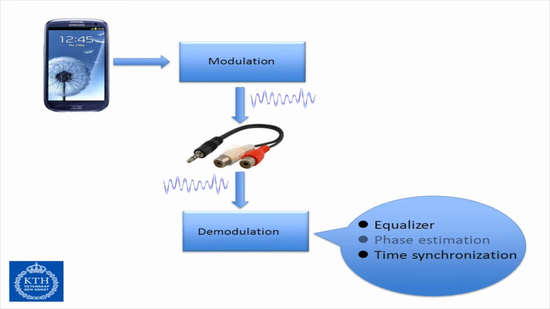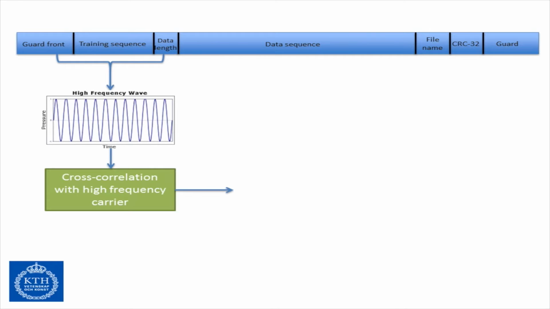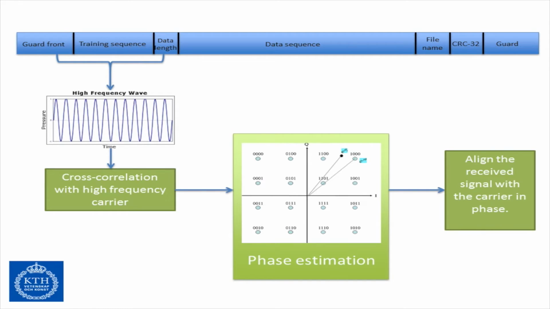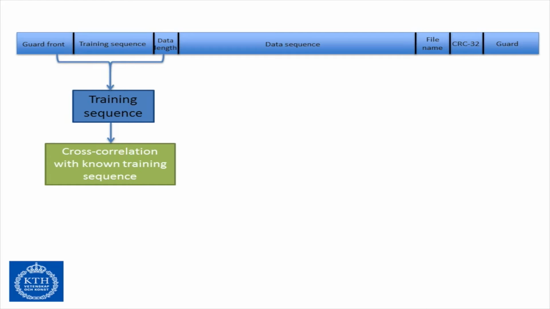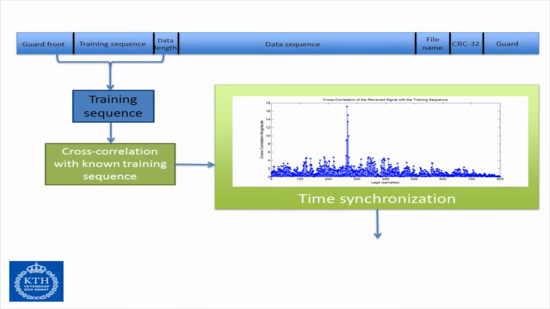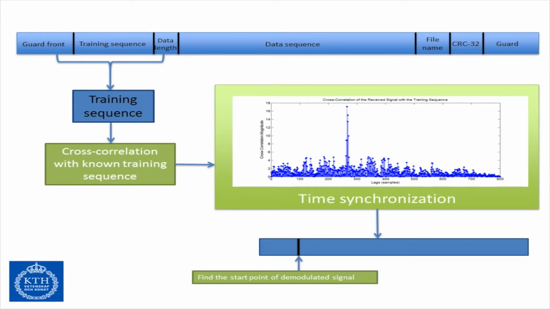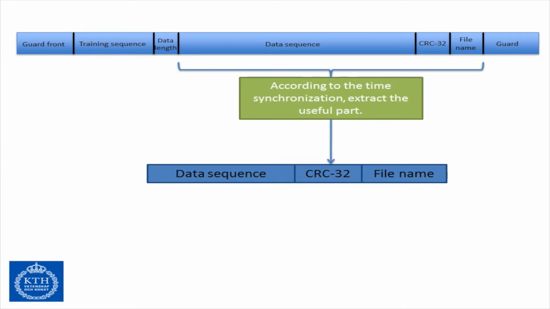In phase estimation, we take a portion of the received signal, which is around the training segment, to do cross-correlation with the carrier. This step is to make sure that the received signal is aligned with the carrier in phase. Next, we demodulate the received signal. In time synchronization, the demodulated signal does cross-correlation with the training sequence, and the peak value of the cross-correlation result is the start point position of the demodulated signal. According to this start point, we will get the data length in order to extract the data sequence we need.